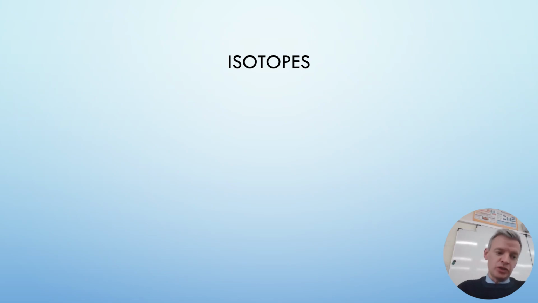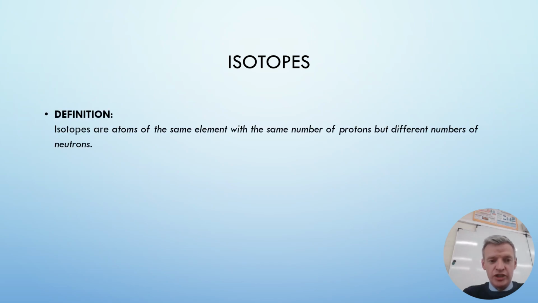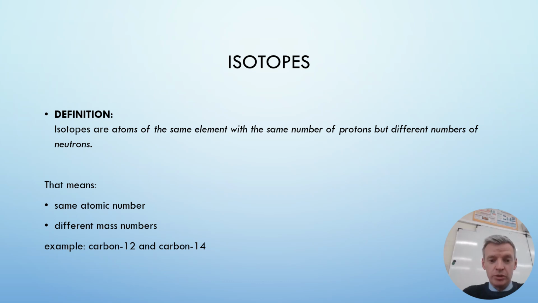Next one we're going to look at is isotopes, and that's a really common source of exam questions. They do like to ask about isotopes. So isotopes, and you need to learn this definition, they're atoms of the same element with the same number of protons but different numbers of neutrons.